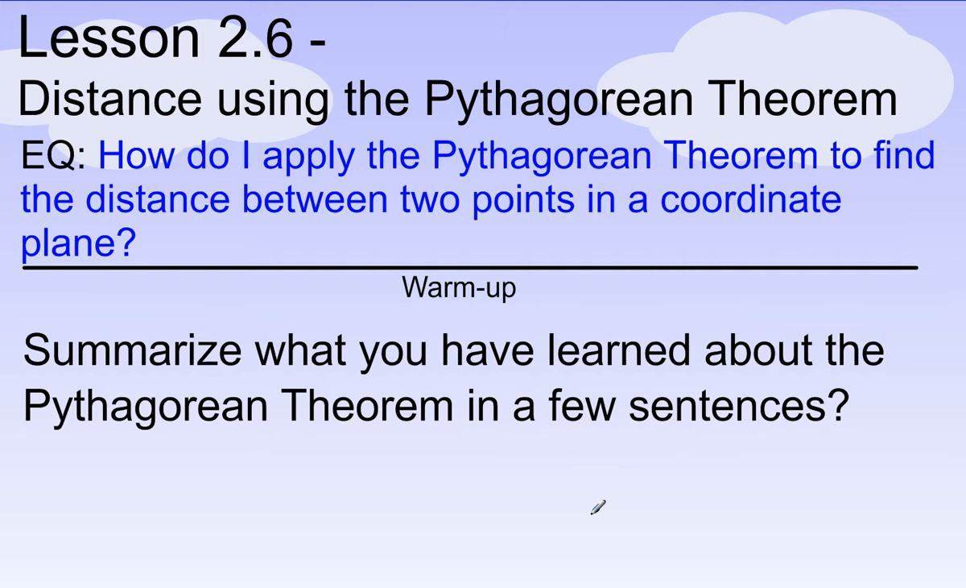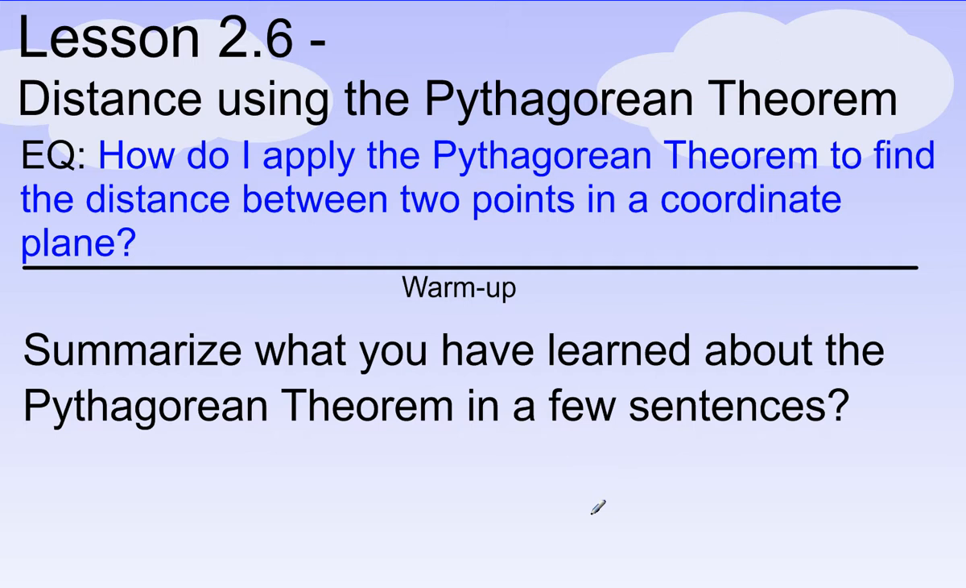This essential question says, how do I apply the Pythagorean theorem to find the distance between 2 points in a coordinate plane? So remember in the last lesson I told you how pretty much the Pythagorean theorem is used to find a distance between two locations. Well, here it is. We're finding the distance between 2 points, but this time it's in a coordinate plane. And the warm-up says for you to summarize what you've learned about the Pythagorean theorem in a few sentences.